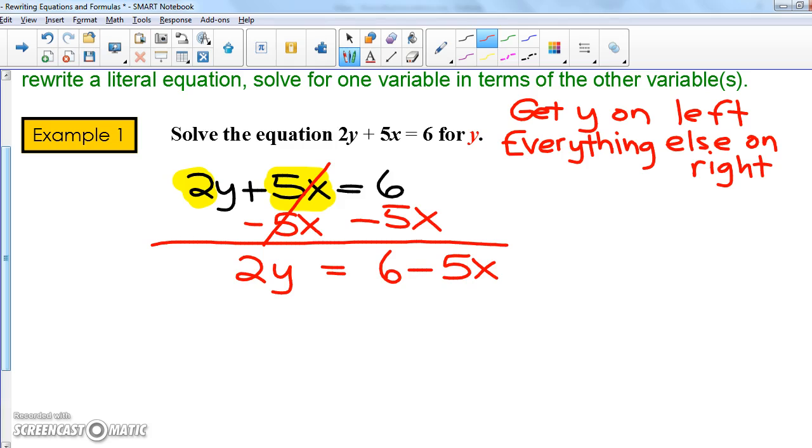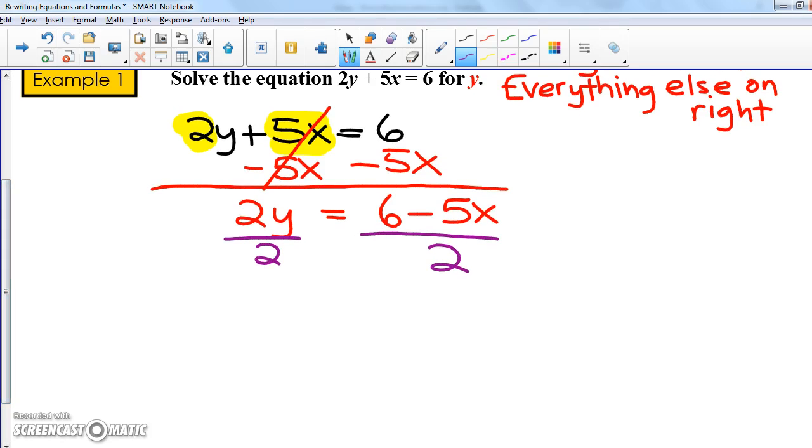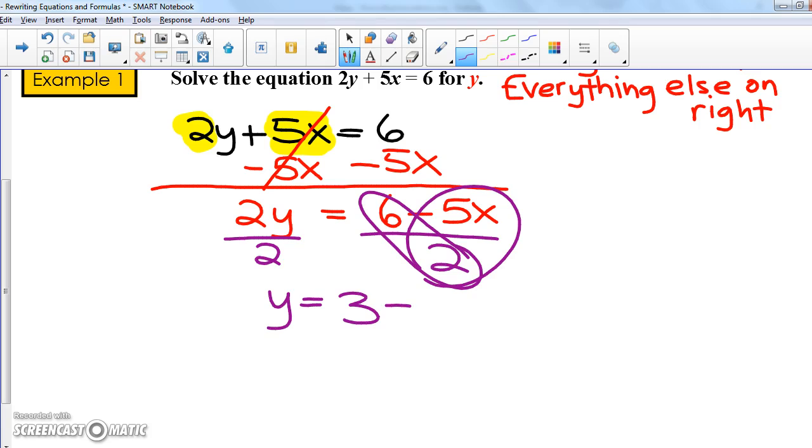Okay. My next step is to get rid of the 2, and because 2 is being multiplied by y, I need to divide. So I'm going to divide the whole left side by 2 and the whole right side by 2. And you may remember, when we did this with slope-intercept, we did this, which equals 3, and then we did this. Now this is just a fraction, can't simplify, and that's okay. So I'm going to have 3 minus 5 halves x. Okay, and that's my answer. y equals 3 minus 5 halves x.